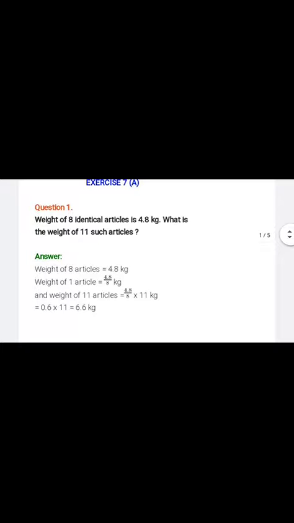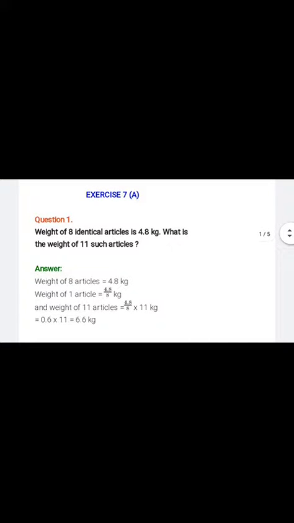Here the first question is given, exercise 7a. The weight of 8 identical articles is 4.8 kg. What is the weight of 11 such articles? Now see, the weight of 8 articles is equal to 4.8 kg. So the weight of one article is, divide this weight by the number of articles, so 4.8 upon 8 kg.